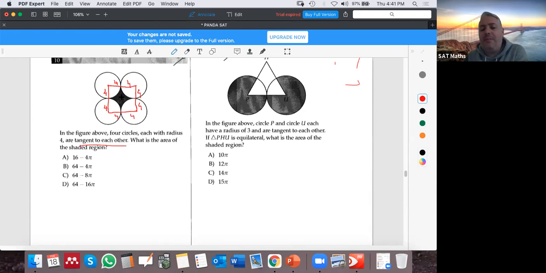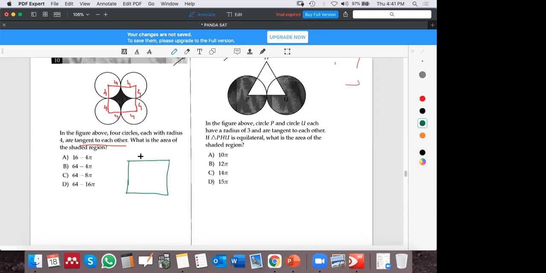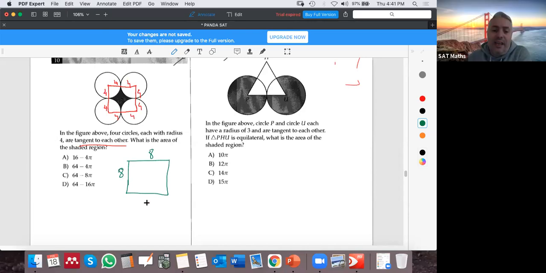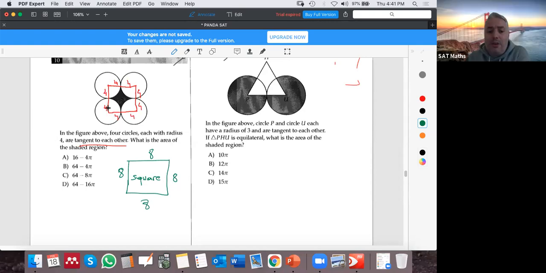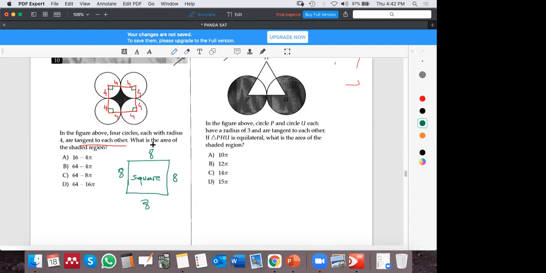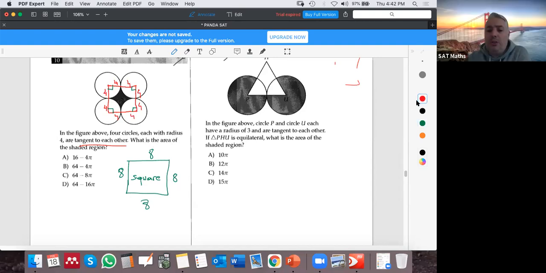What is this area? My first question, what kind of figure is this? This is 8, this is 8, this is 8, this is 8. What kind of figure is this? Is this a square? Yes or no? Yes. So square means you know that this is 90 degrees, 90 degrees, 90 degrees, 90 degrees. Am I right? Yes. Okay. So do you know what I am going to do?